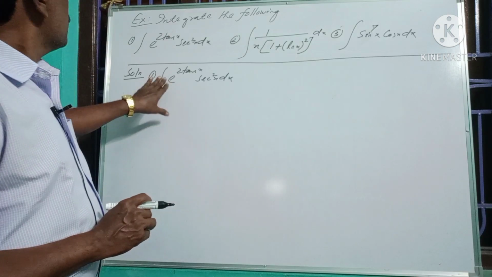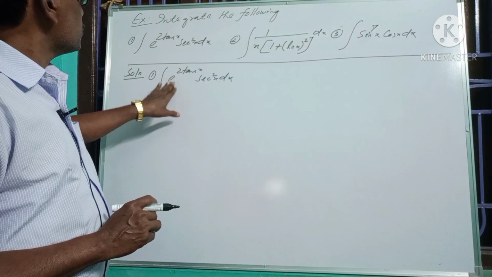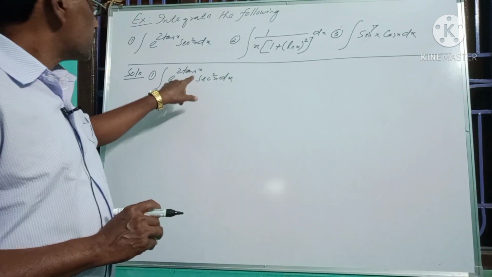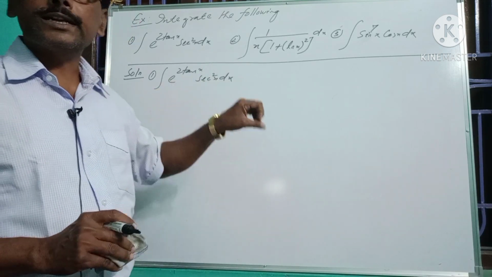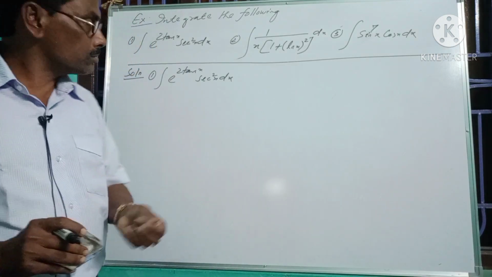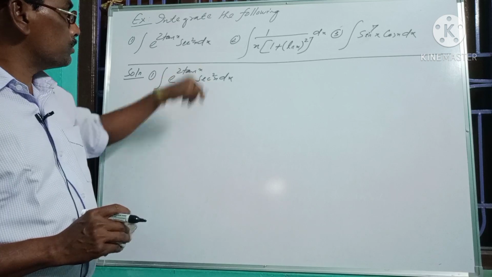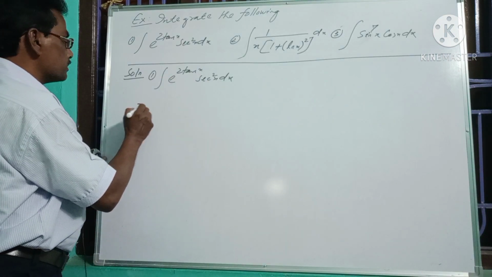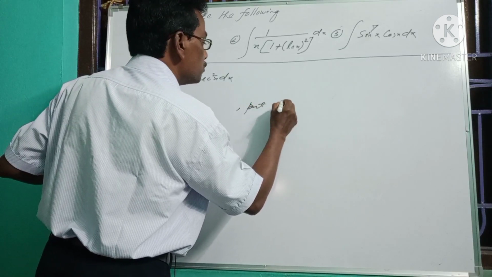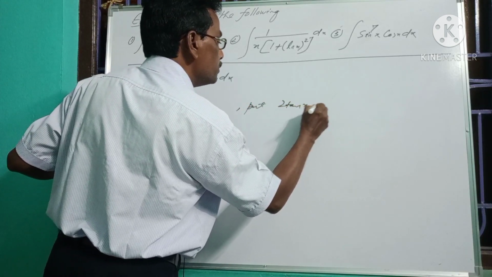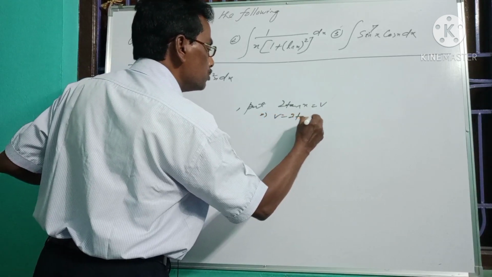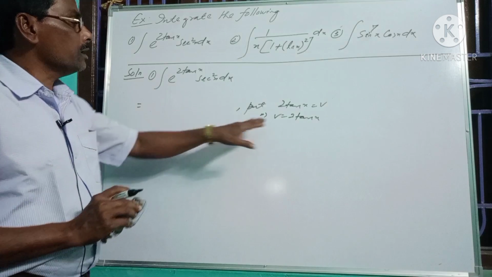Here in the exponential function we have e to the power 2 tan x, and if we differentiate 2 tan x it will give us sec square x. So this integrand can be easily integrated by the process of substitution. So we have to substitute 2 tan x as v. Let us put 2 tan x equal to v, that is, v is equal to 2 tan x. So here v is a function of x.